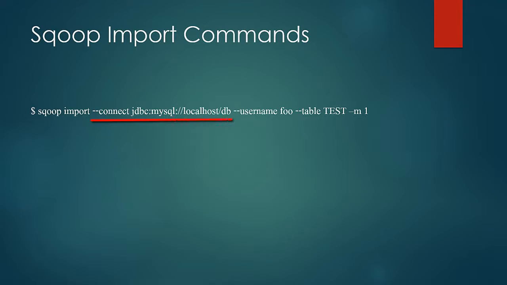So by --connect, we specify the JDBC URI string, which looks like the following. It has the driver information, the server hosting your database, and the database.